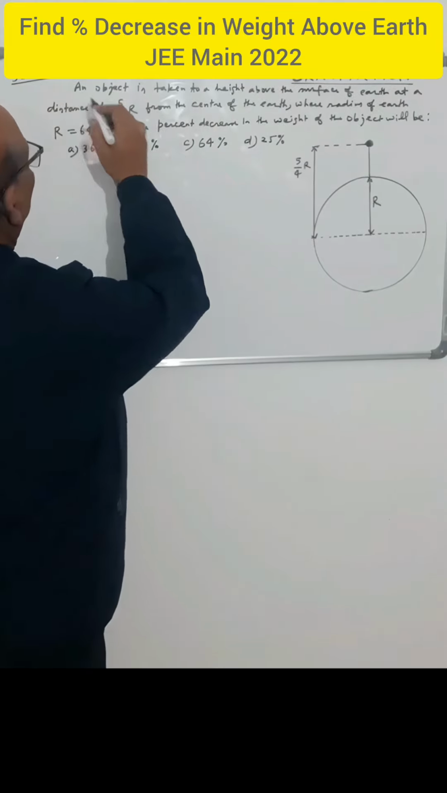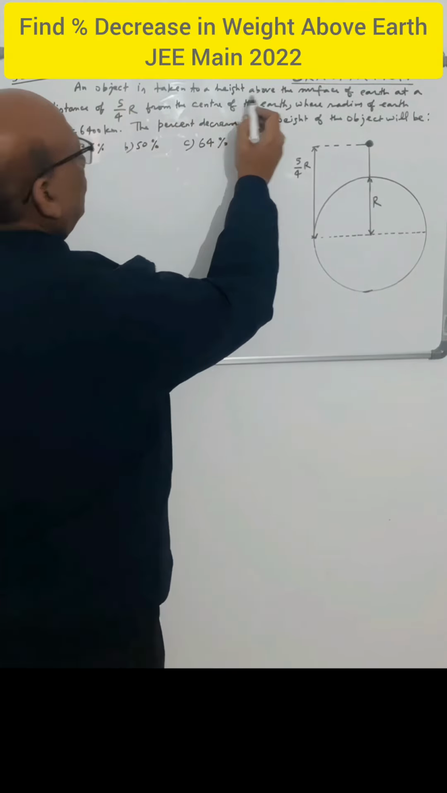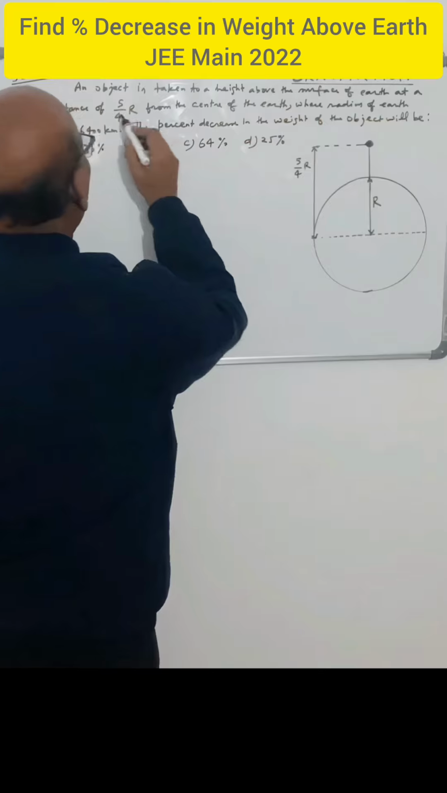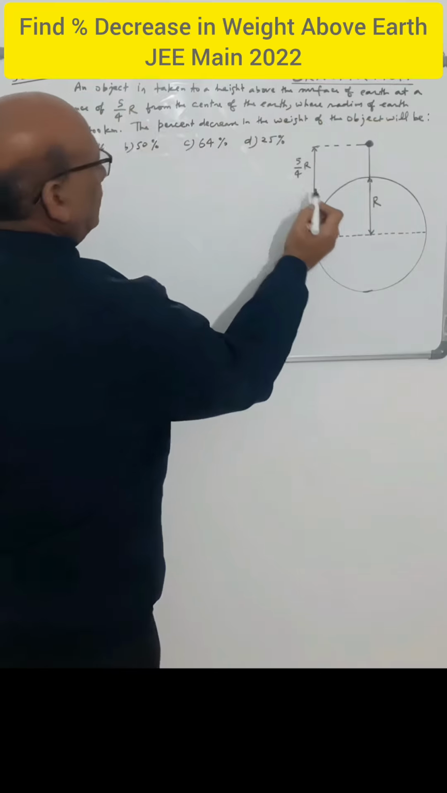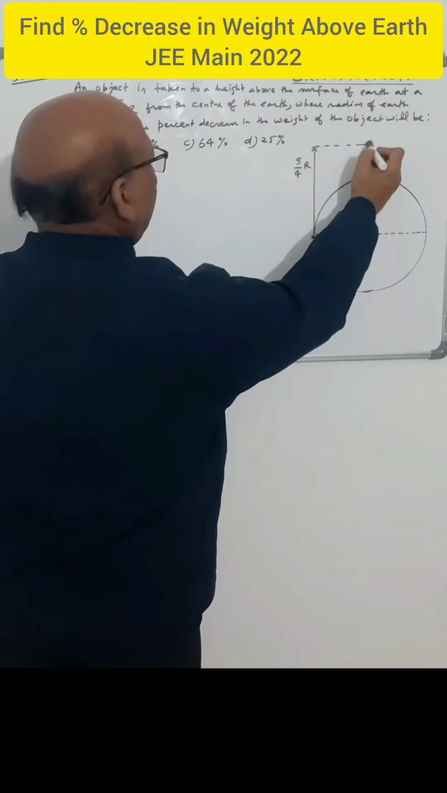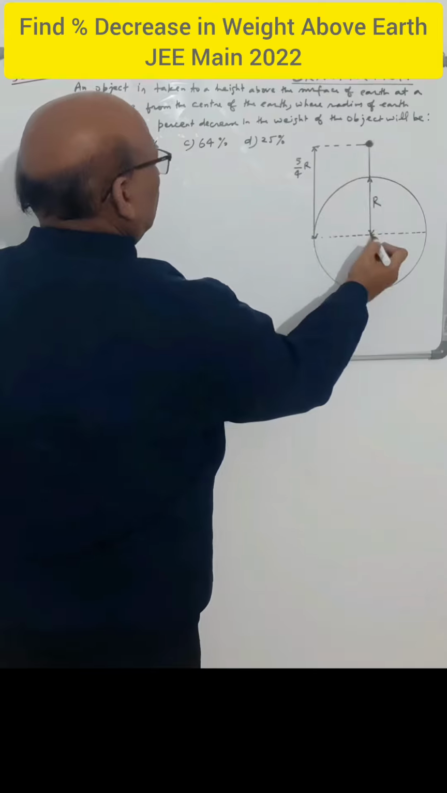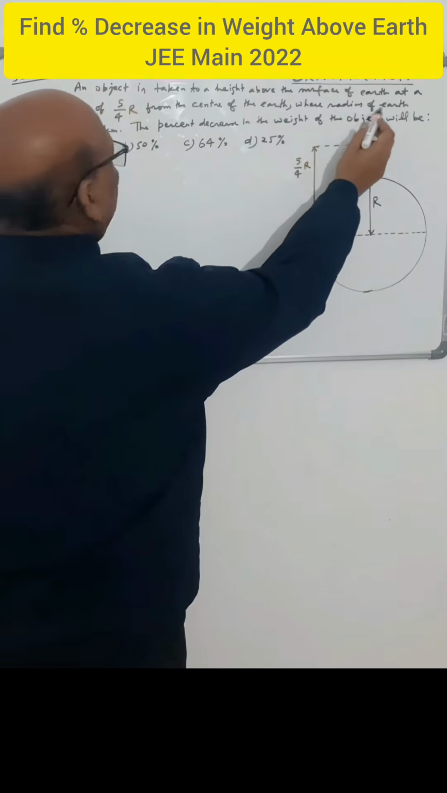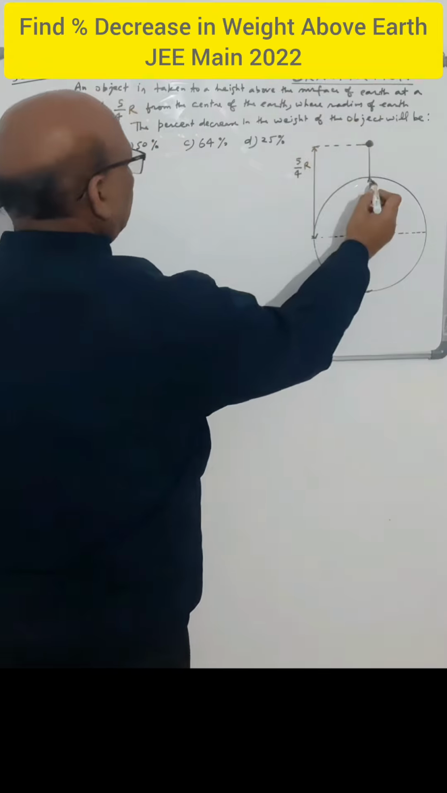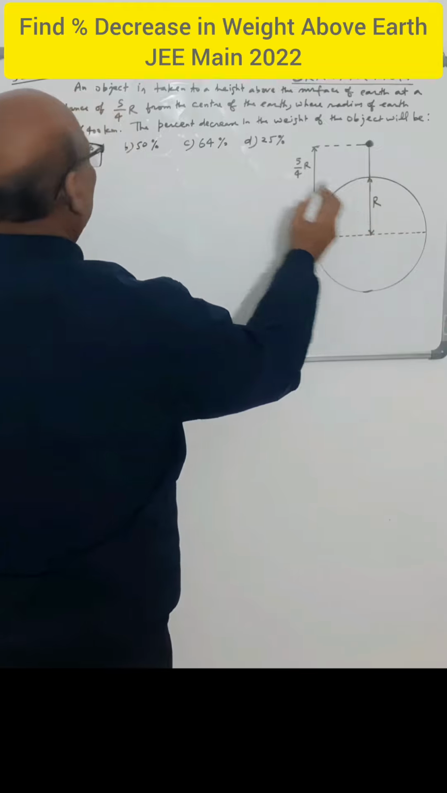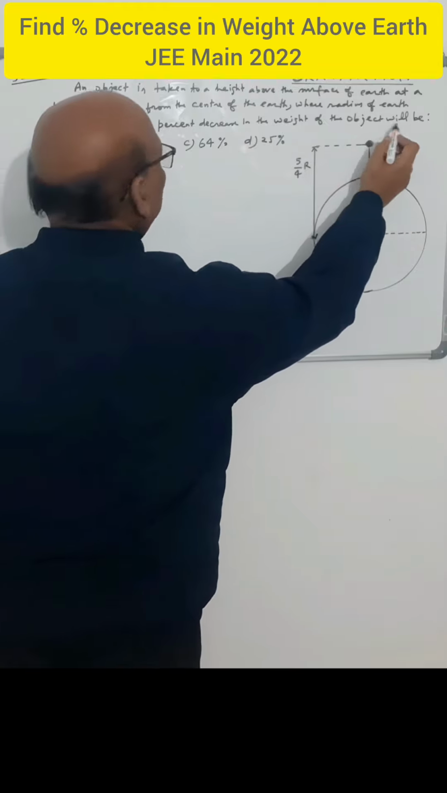Gravitation was asked in JEE in 2022. An object is taken to a height above the surface of Earth, at a distance of 5 by 4 R from the center of the Earth. So this is from the center of the Earth. It is at a distance of 5 by 4 R from the center, where the radius of Earth R is 6400 kilometers. The percent decrease in the weight of the object will be?